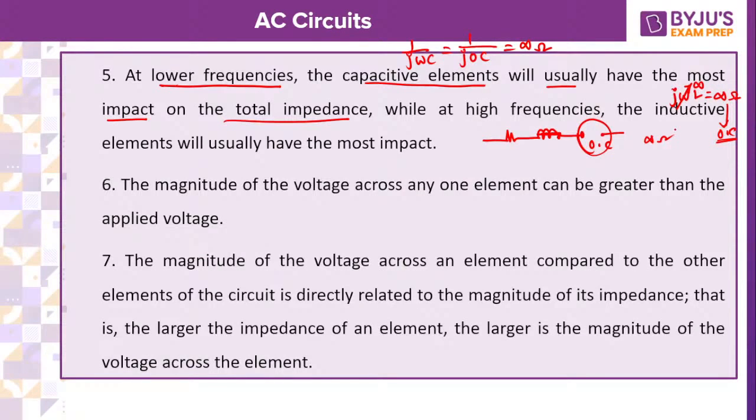Okay. In the second case, how will the circuit be? Resistance, and inductor is going to be open circuit. Capacitor is going to be short circuit. Capacitor is going to be short circuit and inductor is going to be open circuit. So that is what it means.